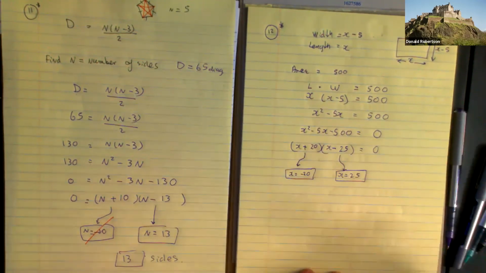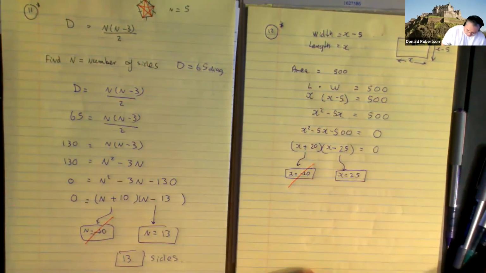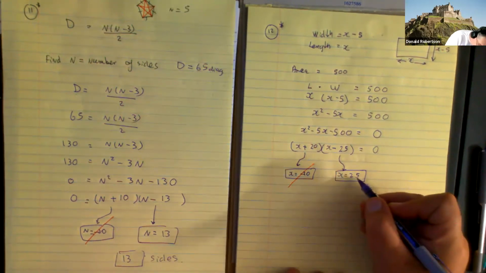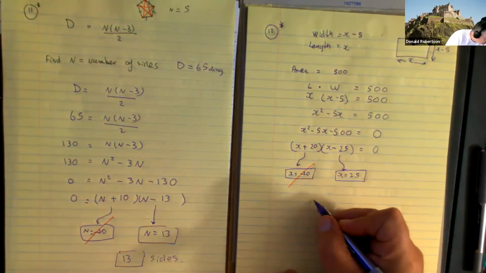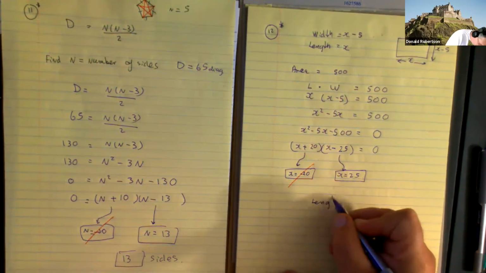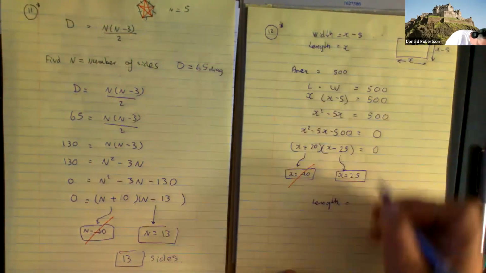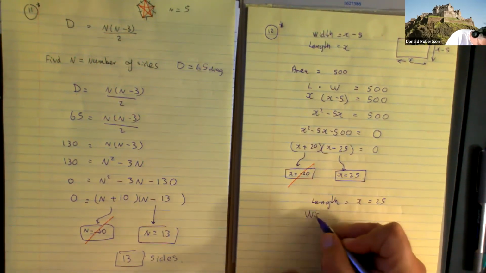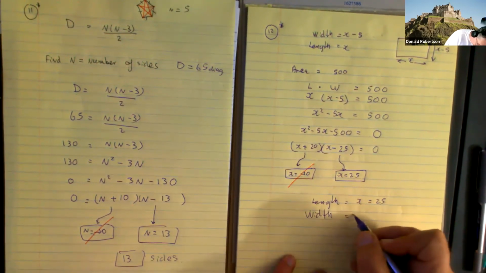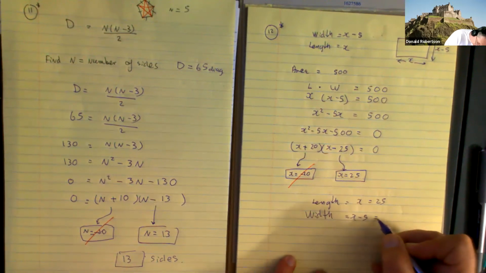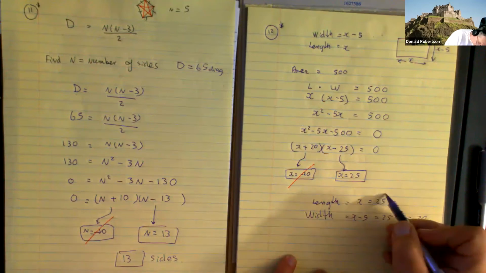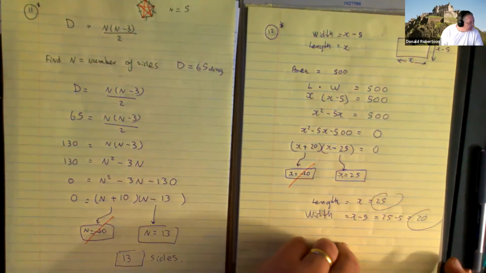And this one is not useful because you can't get negative lengths for sides of rectangles. So that means x is 25. So I can write down what the length is. The length is x, which makes it 25. And the width is 5 less than that, which is 20. So there's your length, and there's your width, and you're finished.